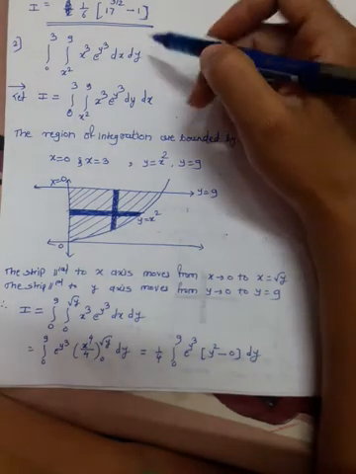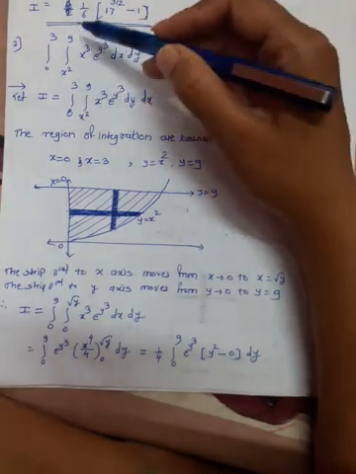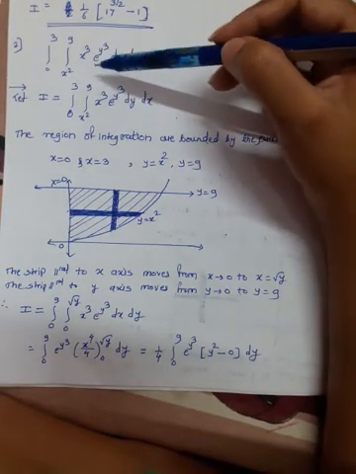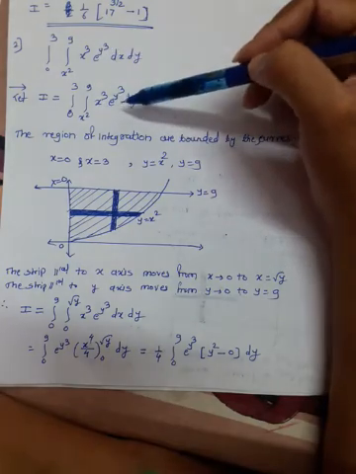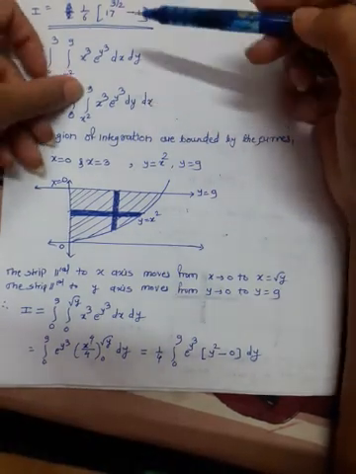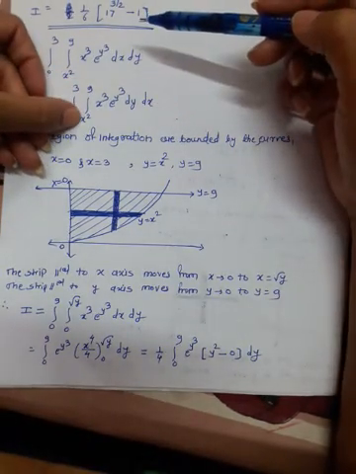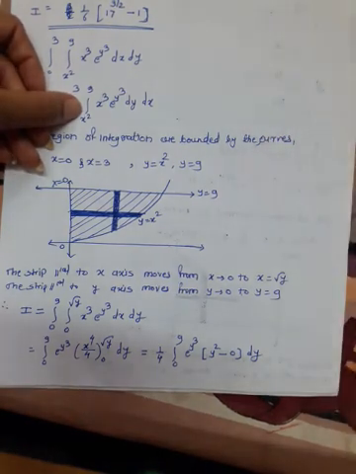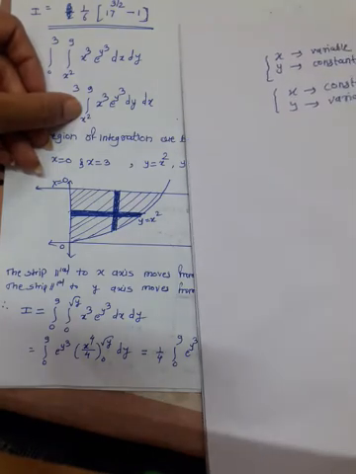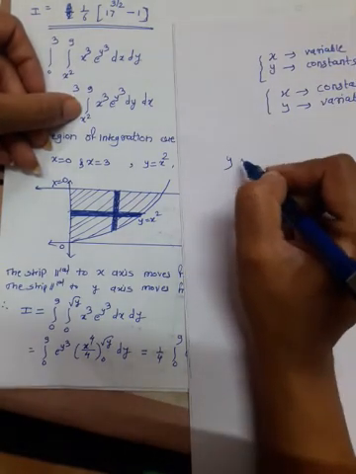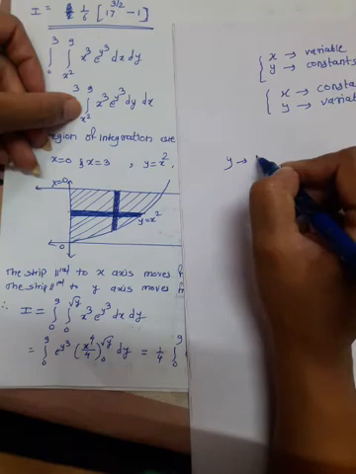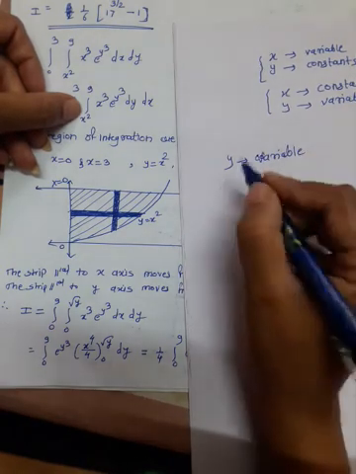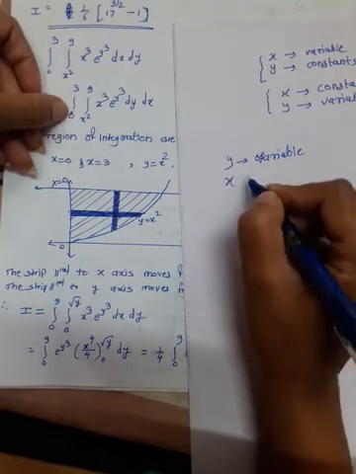Example number 2: the double integration from 0 to 3, x square to 9, x cube e raised to y cube dx dy. First, let I be equal to this integration as it is. The inner integration is with respect to y, and in this case the y variable limit has variable limit, and the x outer limits are constant.